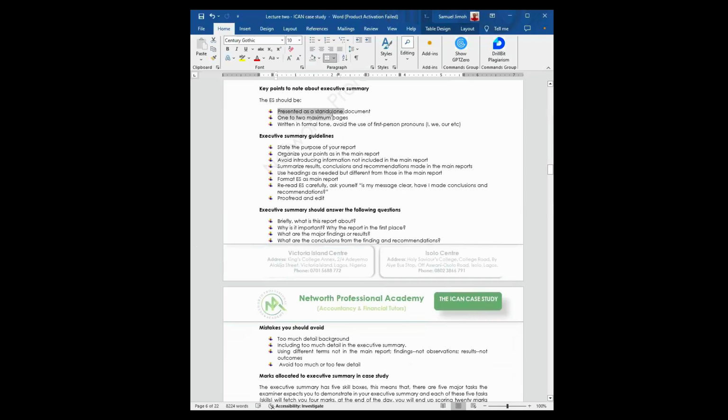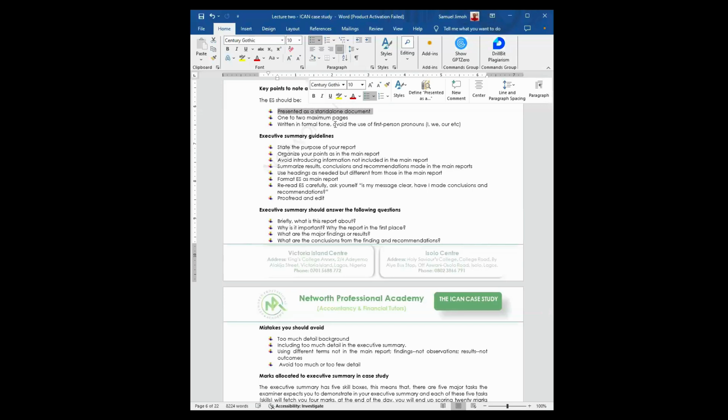Now, executive summary should be presented as a stand-alone document. It should be presented as a standalone text. When a researcher picks it, he or she will be able to understand what the other researcher has done, everything about that research. They are able to understand it on its own.